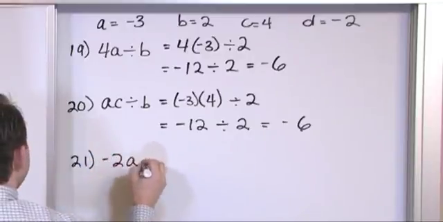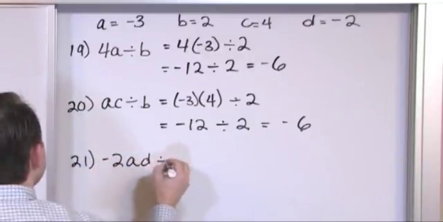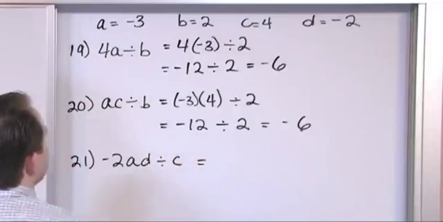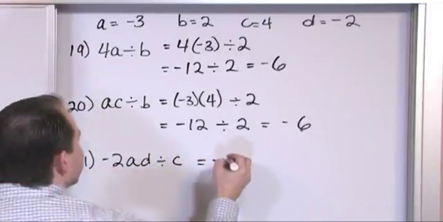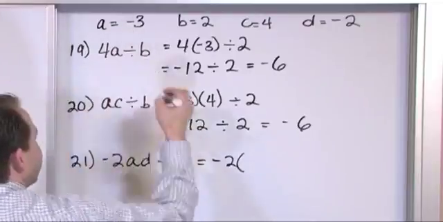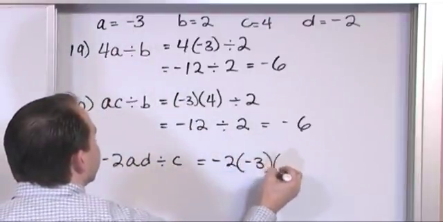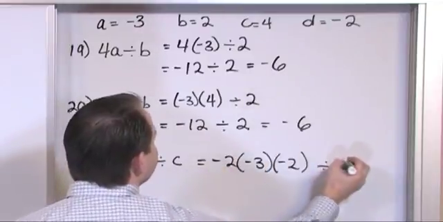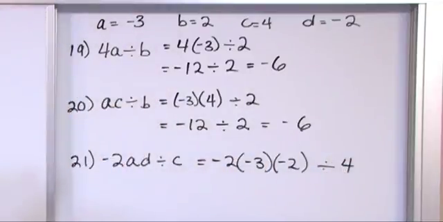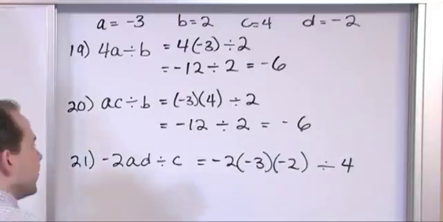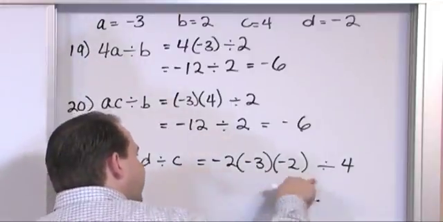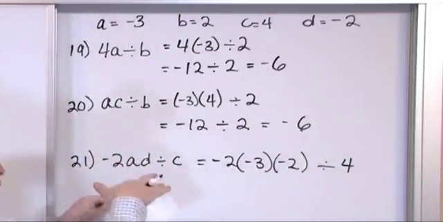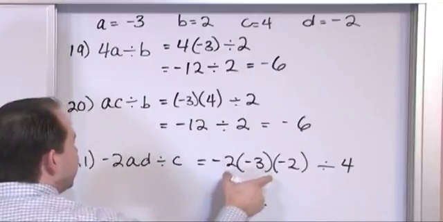So let's say you had negative 2 times A times D divided by C. So let's plug in what we know. We have negative 2 times A, which is negative 3, times D, which is negative 2, divided by C, which is 4. And so let's go ahead and work left to right because multiplication and division are both kind of equal, so we'll start at the left. We're going to work on these two numbers first.